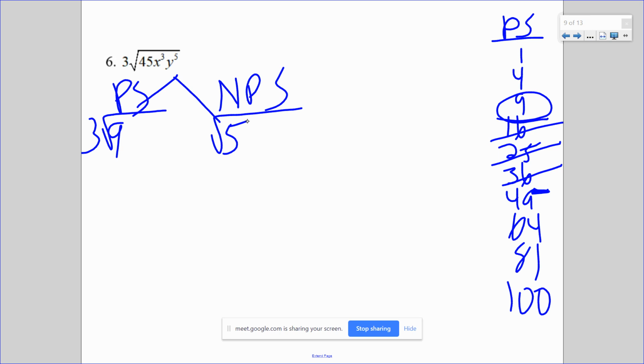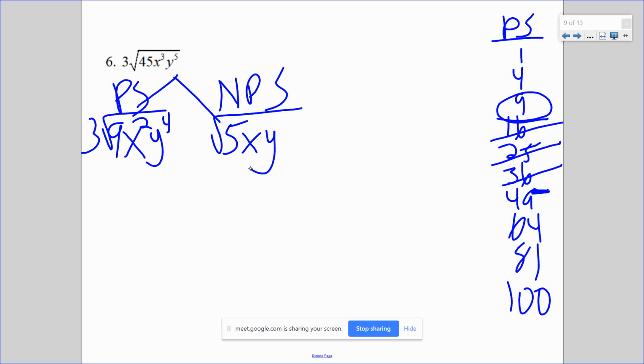X to the 3rd. Is x to the 3rd a perfect square? No, it's not a multiple of 2. So I drop it down to x squared, and the extra x goes in the non-perfect square radical. Now I deal with the y's. Y to the 5th, I drop down to y to the 4th. I put the extra y in the non-perfect square radical.